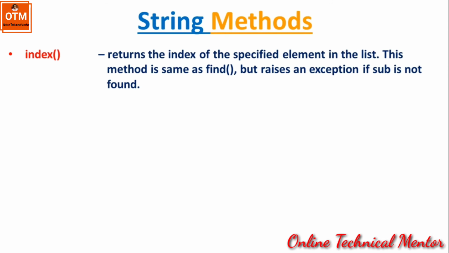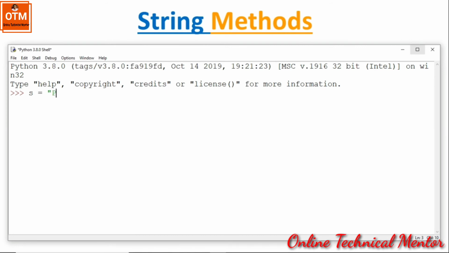Next, the index method. It returns the index of the specified element in the list. This method is the same as the find function, but it raises an exception if the substring is not found. That means if the substring is not found, a ValueError exception is raised. Let me show you an example. Let me initialize a string s as Python is an interpreter. Now, if I write, say, s.index i, look, it will return 7. That means the index of p is 0, index of y is 1, then 2, 3, 4, 5, 6, and then the index of i is 7. So it will return the index of the first occurrence of i. Obviously, there is another i in interpreter, but it will return the index of the first occurrence.